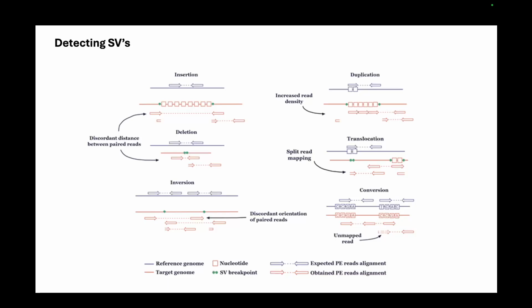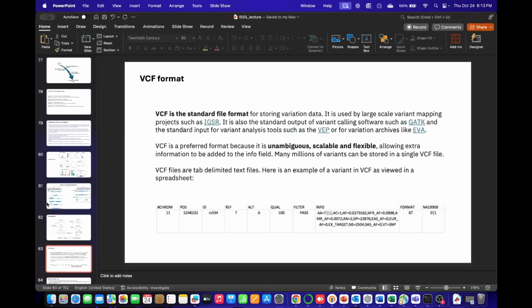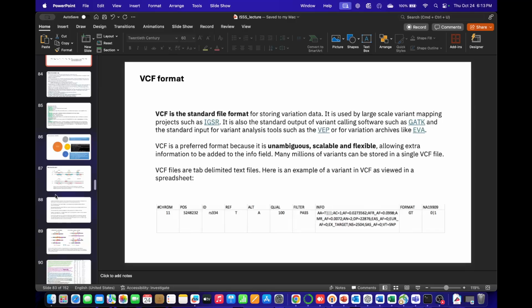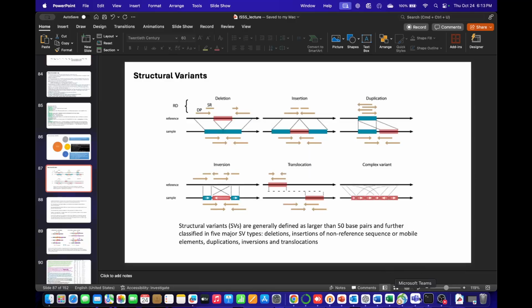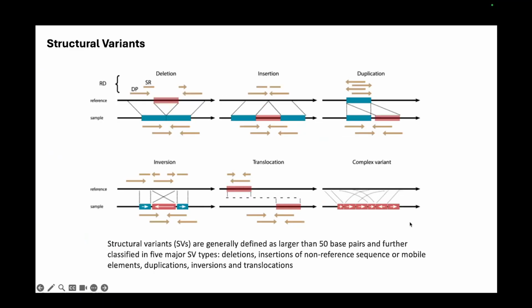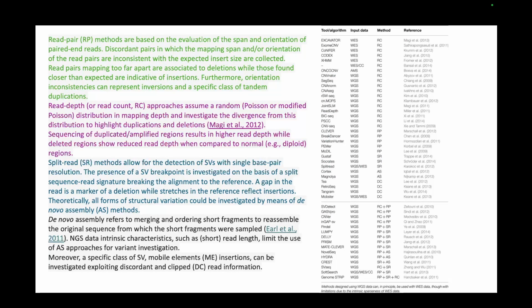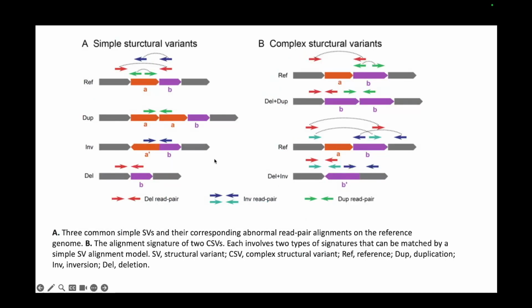Right. Okay. So before we talk about VCF format, I want to talk a little bit more about these SVs. There are certain terms that are used for these particular evidences. So you can have simple structural variants and you can have complex structural variants. What is the difference between these? Simple structural variants is basically one type of variation in that particular area of the genome. So it can be just an insertion.